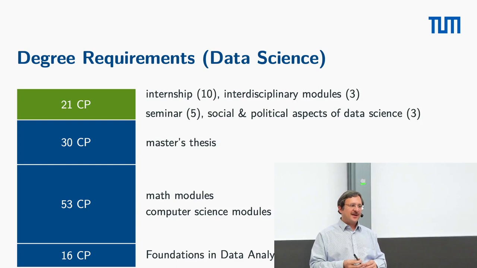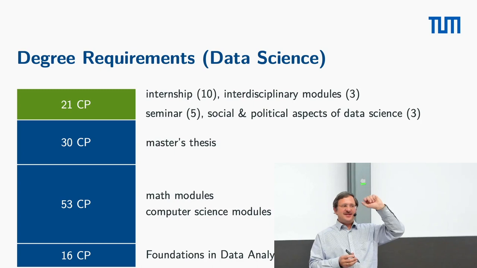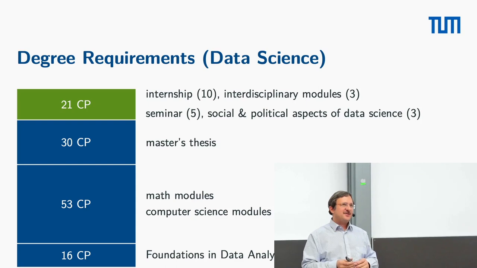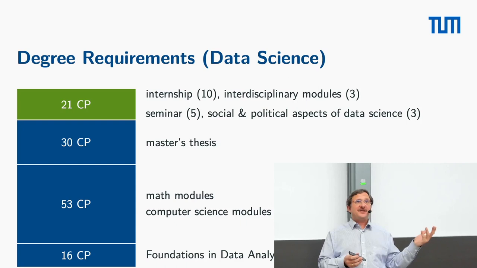You also do interdisciplinary modules, but now there are two kinds of these. There are the standard interdisciplinary modules, where you do at least 3 credits. And then there are some modules called social and political aspects of data science, and you do at least 3 credits in that section.